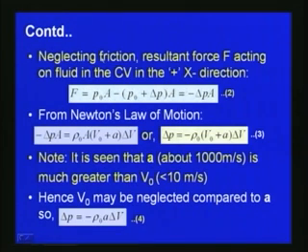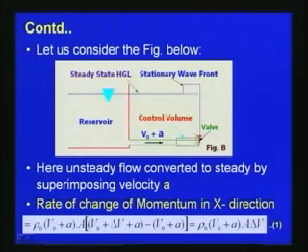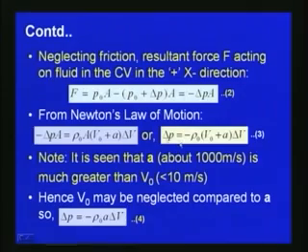Now, if you neglect the friction, consider the resultant force acting on the fluid in the control volume in the x direction. Here, if we consider a control volume, then the resultant force F acting on the fluid in the control volume in the positive x direction will be F is equal to P 0 into A minus P 0 plus delta P into A.